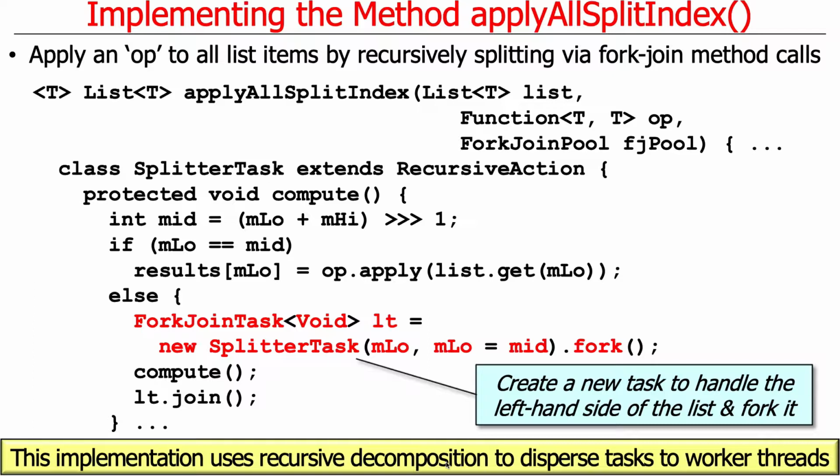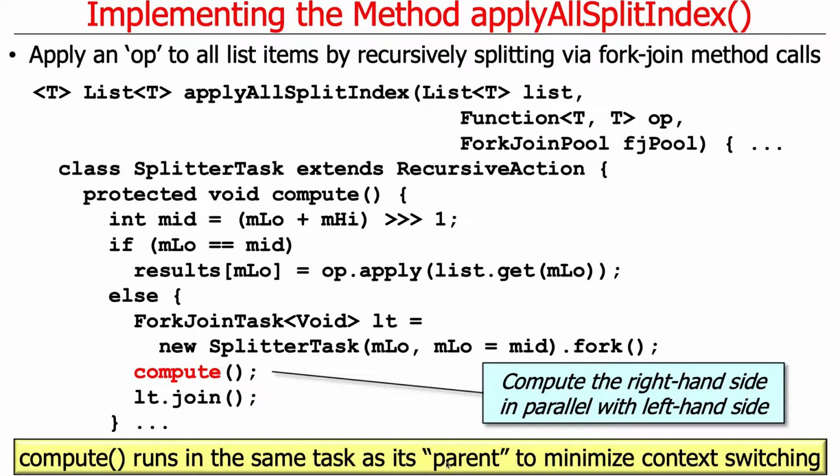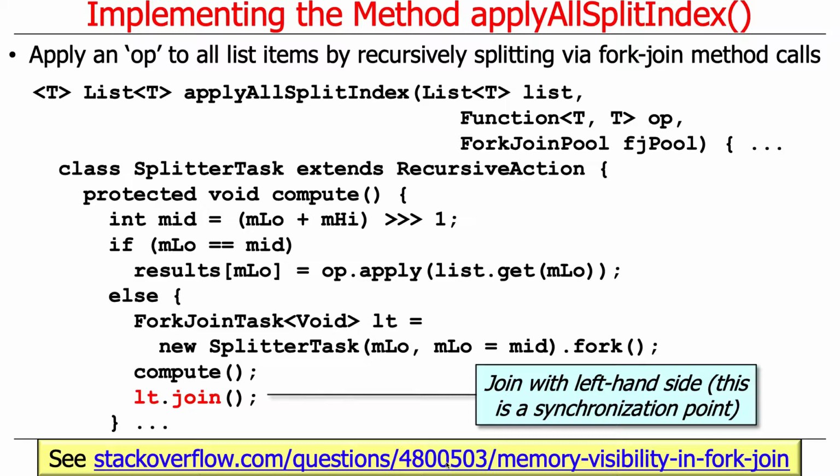That will then be arranged to run asynchronously by a thread in the worker thread pool through a little work stealing, most likely. And then we're going to go ahead and compute in the current parent thread. So the same thread that called compute up here calls compute here, except now we've just gone ahead and updated mlow to handle the right-hand side. So we're going to compute the right-hand side in parallel with the left-hand side. And then when we're done with calling compute, we'll call join.